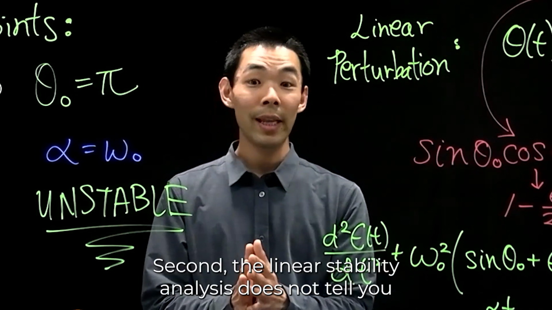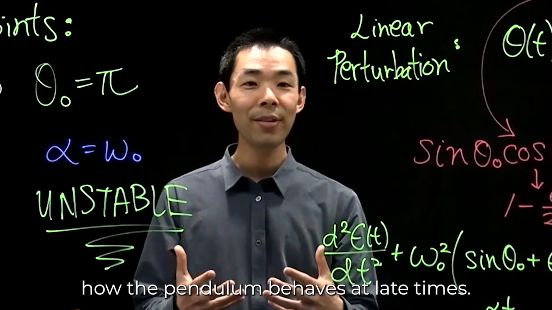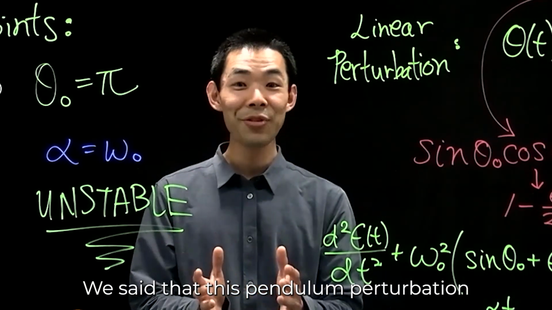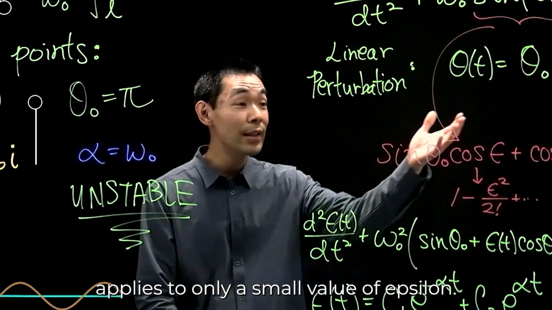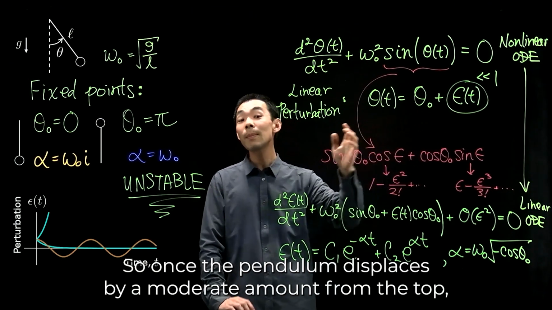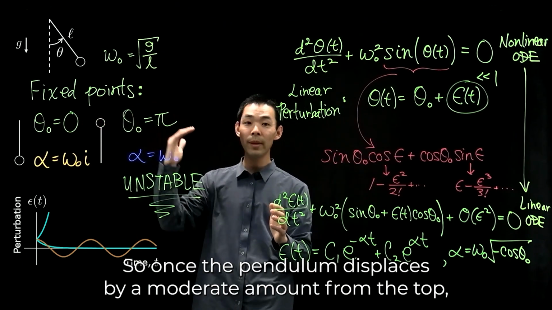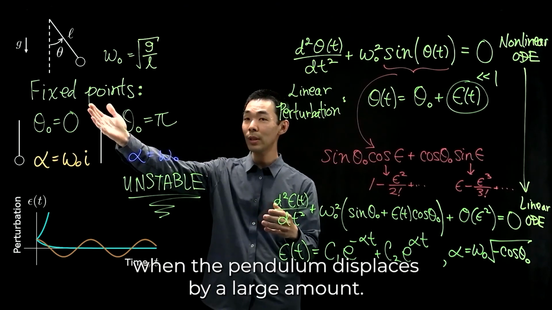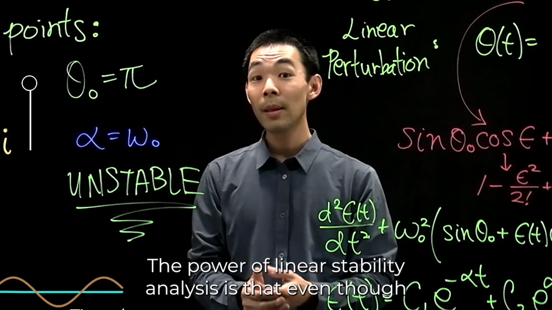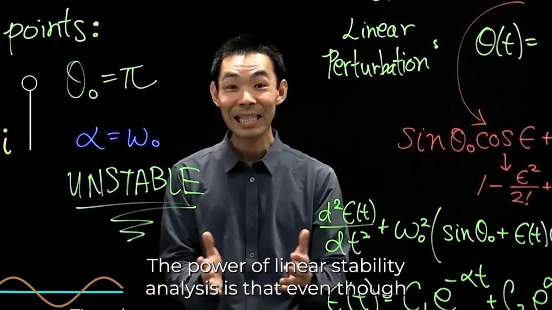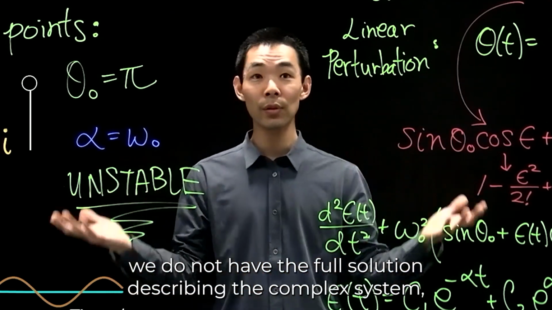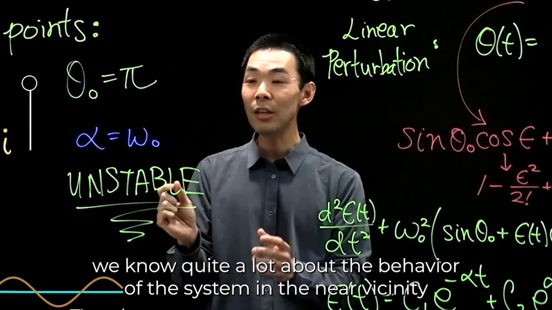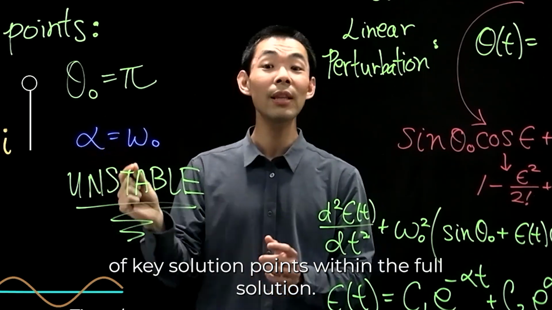Second, the linear stability analysis does not tell you how the pendulum behaves at late times. That's not the point of this process. We said that this pendulum perturbation applies to only a small value of epsilon, so once the pendulum displaces by a moderate amount from the top, we have no idea what happens. The linear stability analysis does not tell you what happens when the pendulum displaces by a large amount. The power of linear stability analysis is that even though we do not have the full solution describing the complex system, we know quite a lot about the behavior of the system in the near vicinity of key solution points within the full solution.